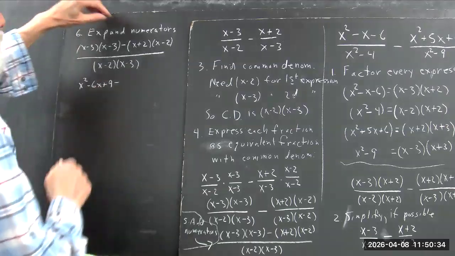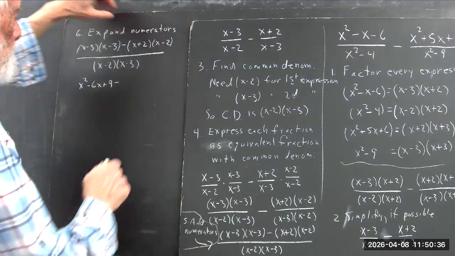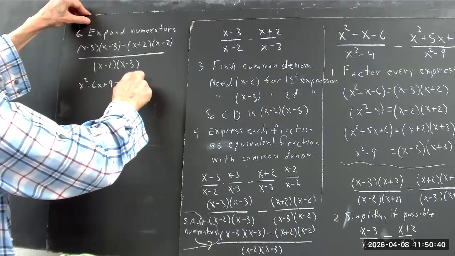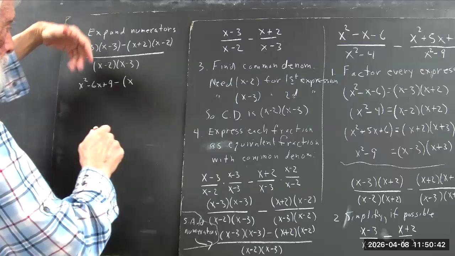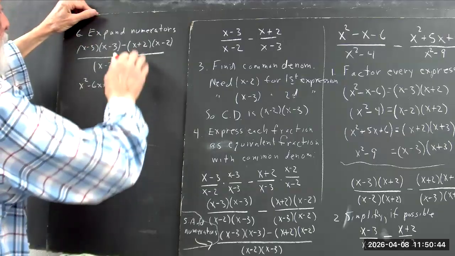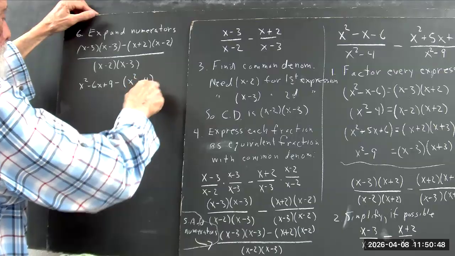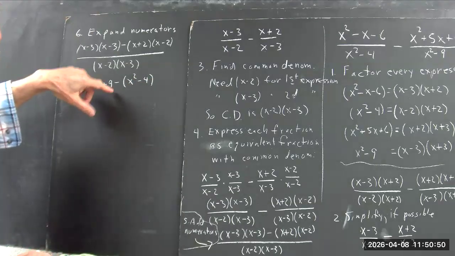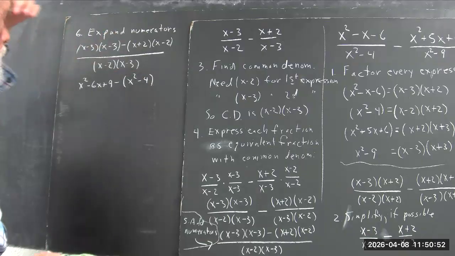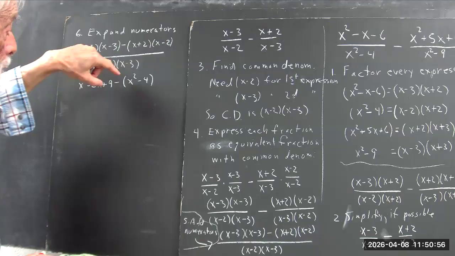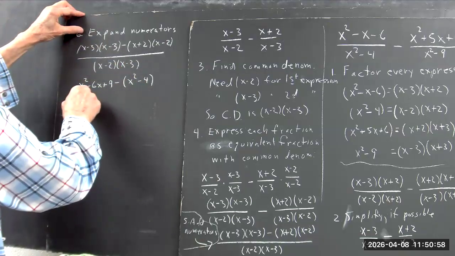And then minus (x + 2)(x - 2). So we'd write the minus sign, and we'd be sure to put the result of (x + 2)(x - 2) into parentheses. Now, (x + 2)(x - 2) is x squared minus 4. So we have minus the quantity x squared minus 4. So our numerator now reads x squared minus 6x plus 9 minus the quantity x squared minus 4.